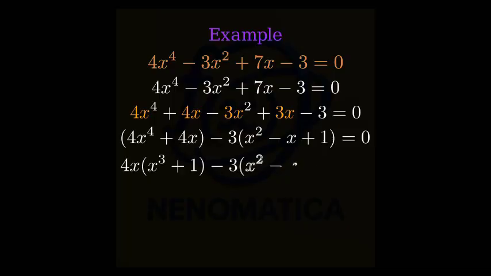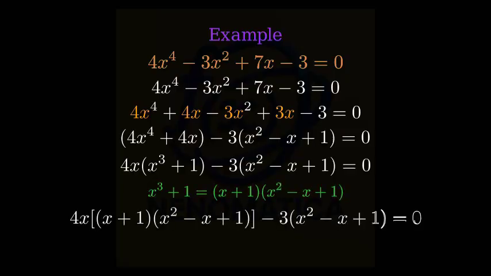Step 4. Factor out common factors in each group. From the first group, factor 4x, and leave the second group as is. Step 5. Recognize a sum of cubes. x cubed plus 1 factors as x plus 1 times x squared minus x plus 1.